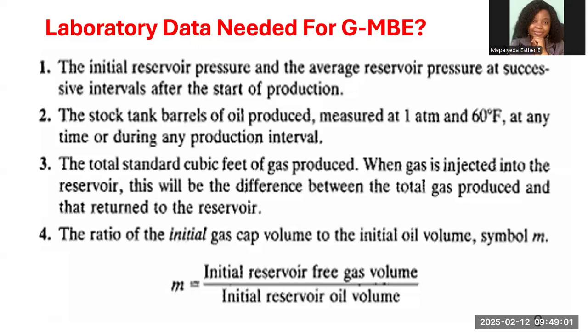So when gas is injected into the reservoir, this will be the difference between the total gas produced and that returned to the reservoir. So in cases where you have production of gas from a reservoir and then you are injecting part of this gas back into the reservoir, the gas you have at the surface will be the total gas produced minus the gas you injected into the reservoir.